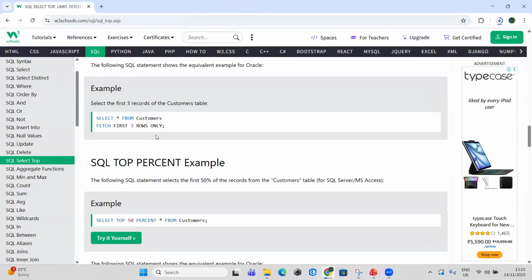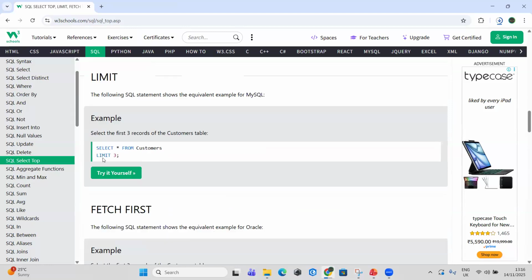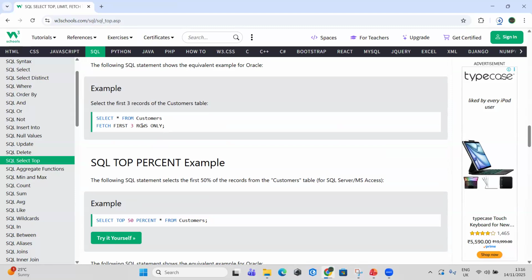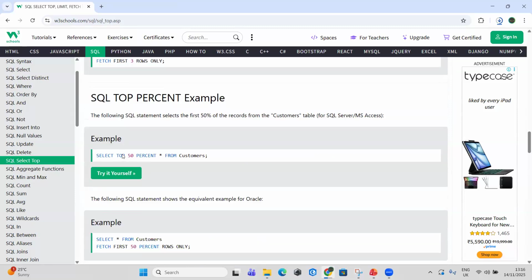Now, there is another way to do it. Select star from customers, then there is fetch, an inbuilt fetch: fetch first three rows only. You have to write it more, whereas here you could just put top three, limit three.